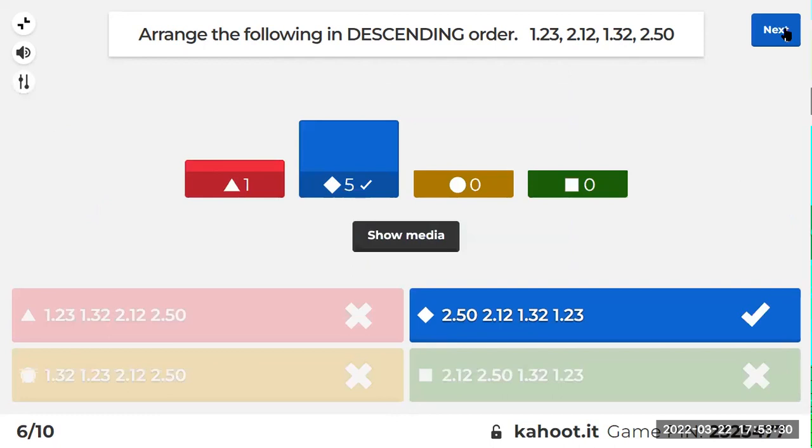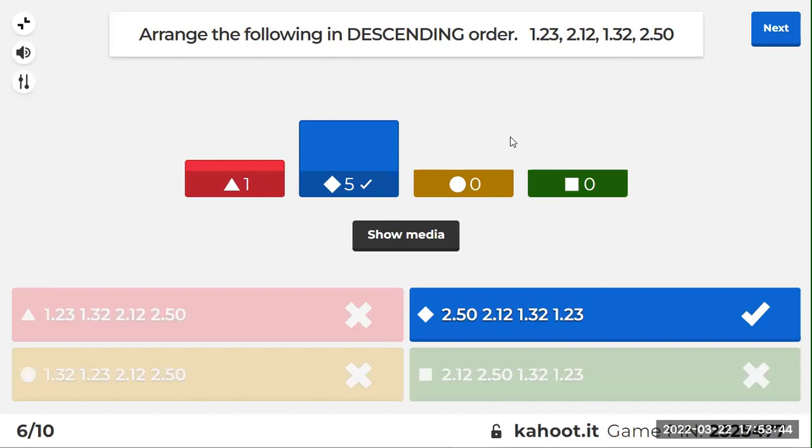Right, so the correct response would have been 2.5, then 2.12, 1.32, and 1.23. So how do we arrange in descending order? First of all, you need to know what descending means. Descending would mean from largest to smallest, right? Ascending would be from smallest to largest, right? So if you did not know that, you'd have been in some problems from the start. So that's the first thing. You need to start with the biggest number to the smallest.